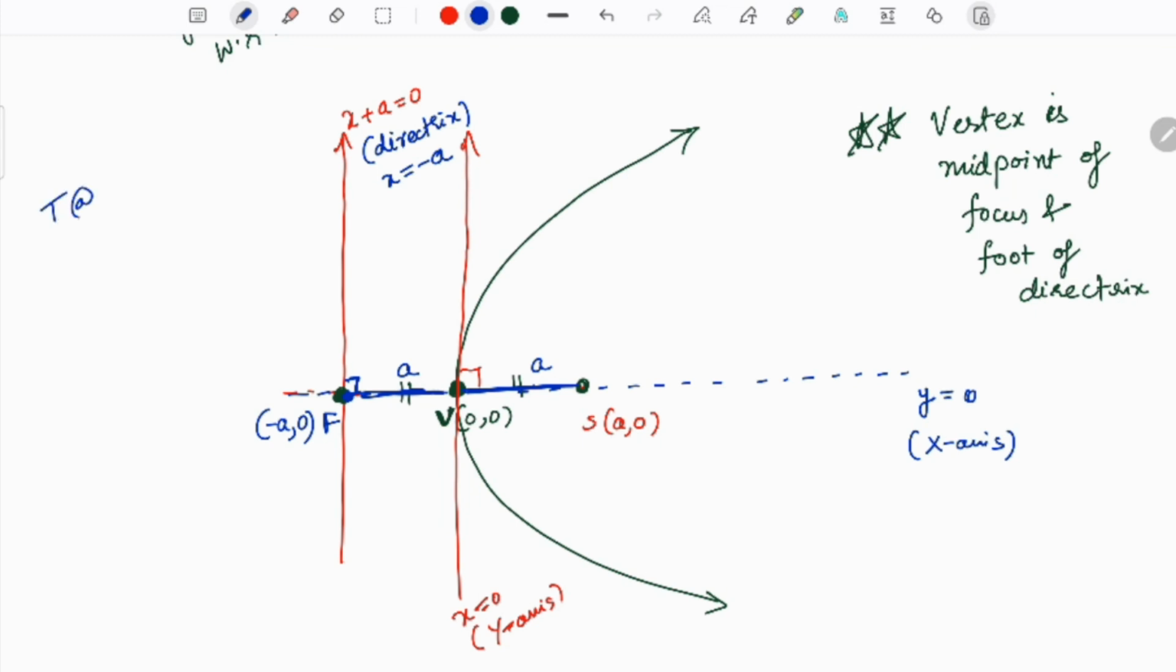What things we learned? Tangent at vertex, axis, of course, foot of directrix, vertex. This is also line of symmetry. One more thing.